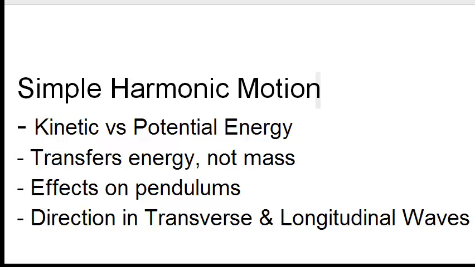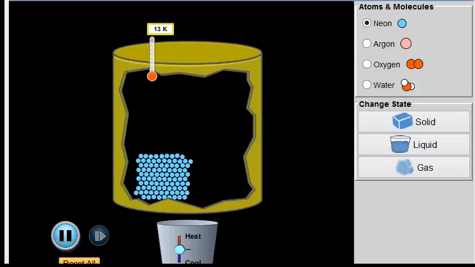Okay, we need to talk a little bit about simple harmonic motion. We're still talking about this main idea of energy, which we've been talking about for a long time. So we're going to pull in some of those concepts of kinetic and potential energy and how they're being expressed, and the way they're being transferred, and look at some pendulums and introduce some vocabulary words like transverse and longitudinal.